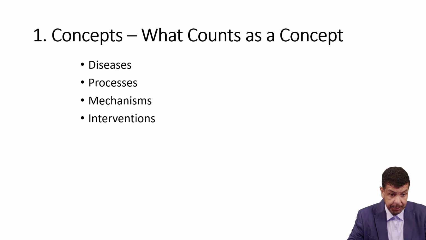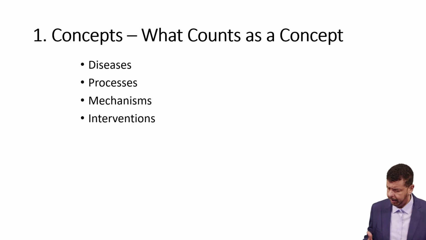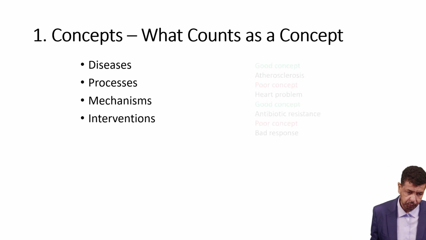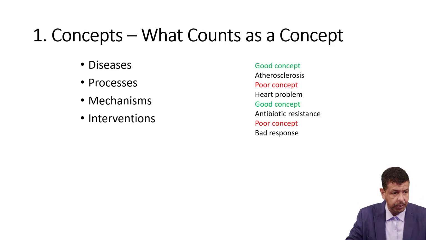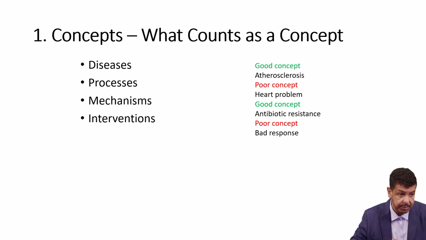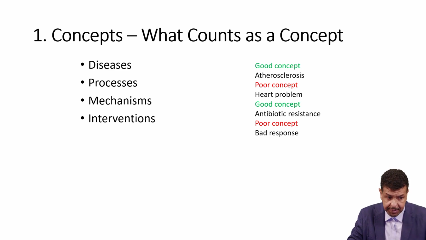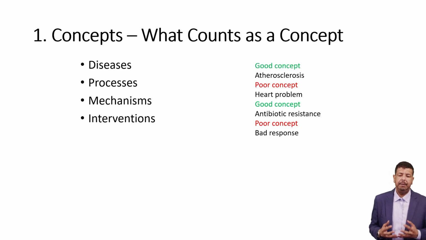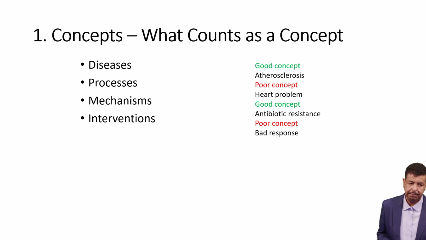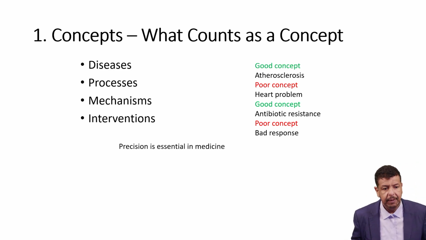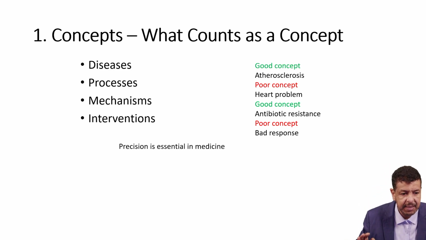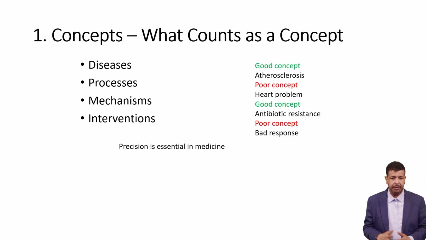What counts as a concept? A disease, a process of the disease, a mechanism, an intervention. It could be a surgical intervention. I will show you examples of good concepts and poor concepts. An example of a good concept is atherosclerosis, and a poor concept is heart problem. Another example of a good concept is antibiotic resistance, and a poor example is bad response. Bear in mind that precision is very important and essential in medicine. So the first element is the concept.